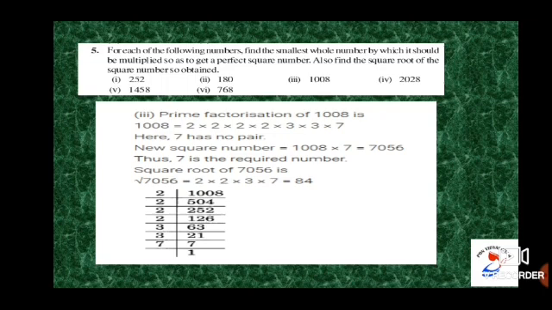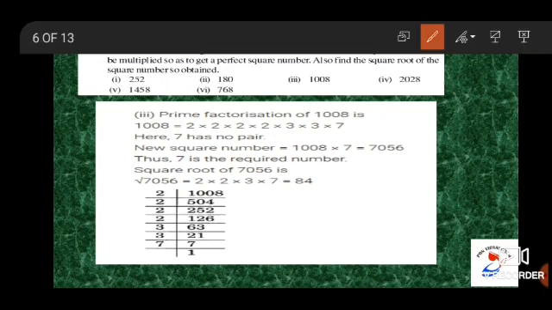The question is 1008. First step, let us find the prime factors of 1008. 1008 by 2, 504. 504 by 2, 252. 252 by 2, 126. 126 by 2, 63. 63 by 3, 21. 21 by 3, 7. And 7 by 7 is 1. So, let us write down the prime factors of 1008 and find which number is not in pair. 1008 is equal to 2 into 2 into 2 into 2 into 3 into 3 into 7. Here the number 7 is not in pair.